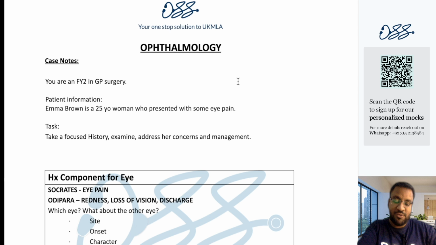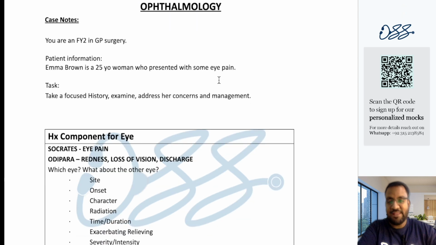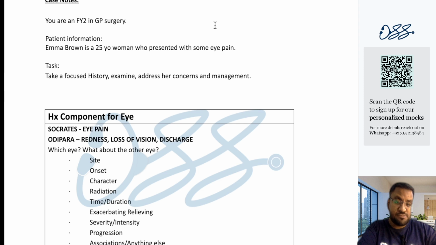So let's just move on to the lecture that we have to deliver today. That is the structure for the ophthalmology stations or the eye stations. It's very likely that you're going to see an eye station in the exam, and the common presenting complaint that you may see in an eye station is going to be either eye pain or redness or loss of vision or discharge. And the most common presenting complaint that you're going to see is basically the loss of vision.